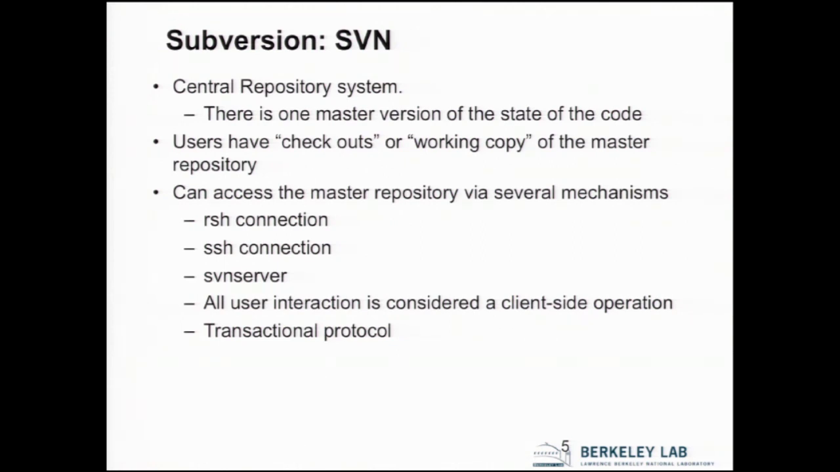So the one that I'm going to go into some details of is Subversion, because at present that happens to be the most frequently used code repository in major software projects. So it is a central repository system, and there is one master version of the state of the code. So what you do is you get access to an SVN, you check out a working copy of the master repository. Now, the repository can be accessed via an RSH connection, an SSH connection, an SVN, or an SVN server. Most often, it is an SSH connection because you want to have the secure socket layer underneath.